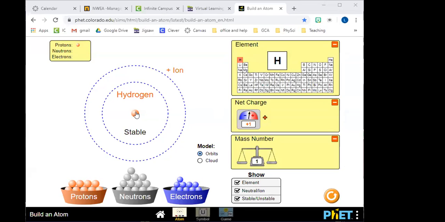Anyway, so I've got my hydrogen in the middle. You can see that it created a net charge of +1, and it has a mass number also of 1. The net charge is +1 because this is a proton, and protons have a positive charge.